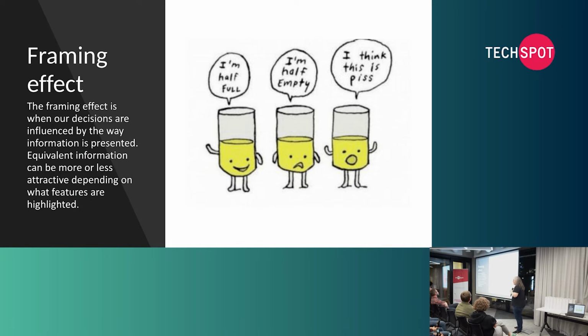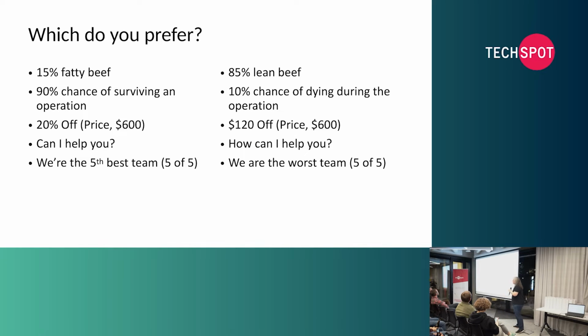Here's one. How things are presented to you makes that more or less attractive. I can do the half full or the half empty. You might still drink it, but then when I go, no, it's piss, you're not touching it. I hope. So it's called the framing effect. Some examples. Which one of these would you rather? Now, this does not work on 100% of the people, 100% of the time, but this effect works on most of the people, most of the time.